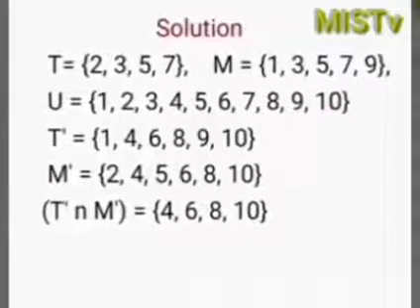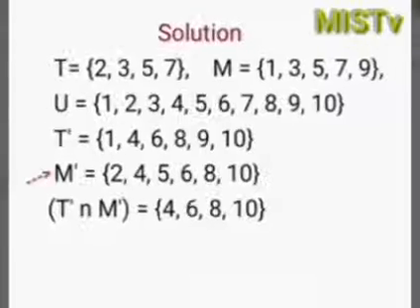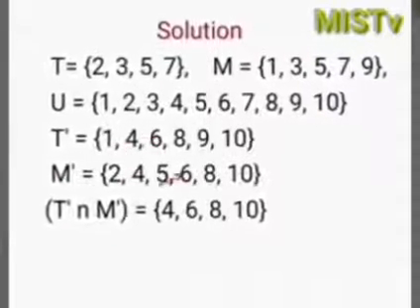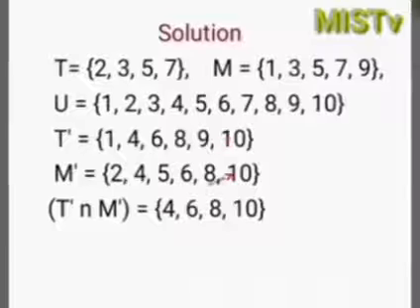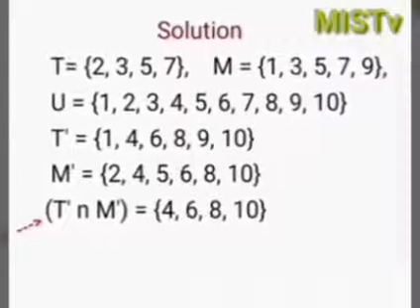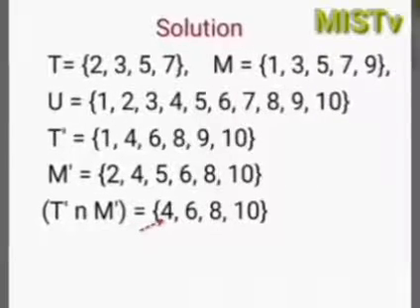Having gotten T prime and M prime, the set T prime intersection M prime contains the elements of T prime that are also in M prime. Therefore, the elements of T prime intersection M prime are 4, 6, 8, and 10.